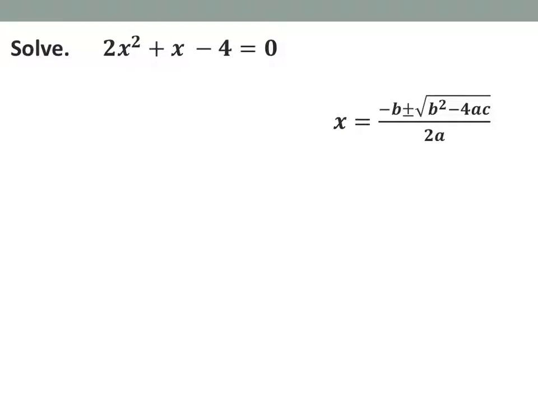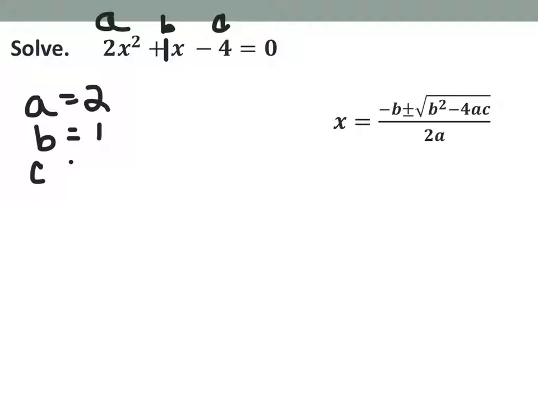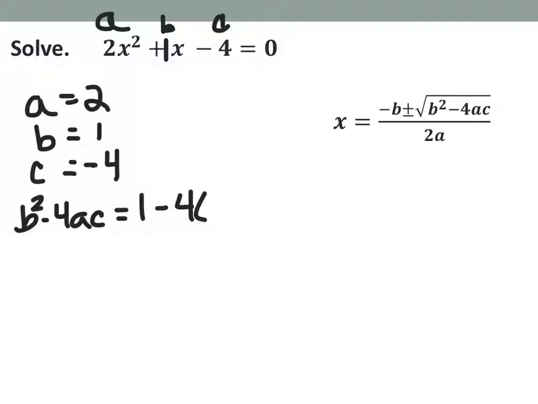Let's look at an example. Remember, ax squared plus bx plus c, that means here b is 1, c is going to be negative 4. Let's pull them off. A equals 2, b equals 1, c equals negative 4. Then we need b squared minus 4ac. B squared is 1 squared, which is 1, minus 4 times a, which is 2, times c, which is negative 4.